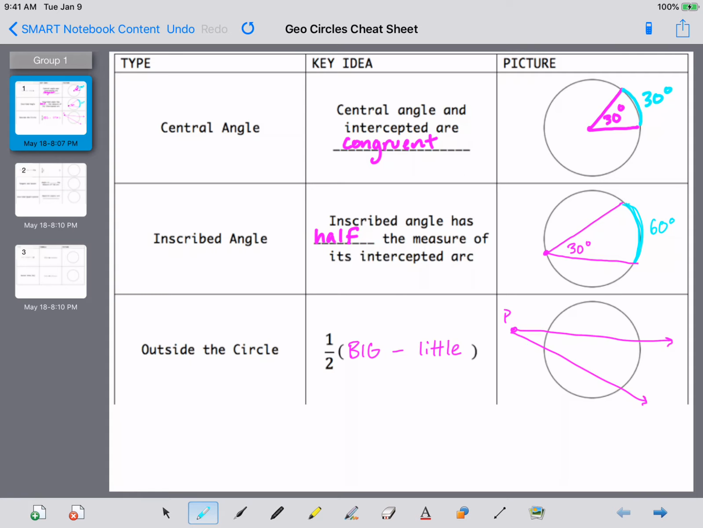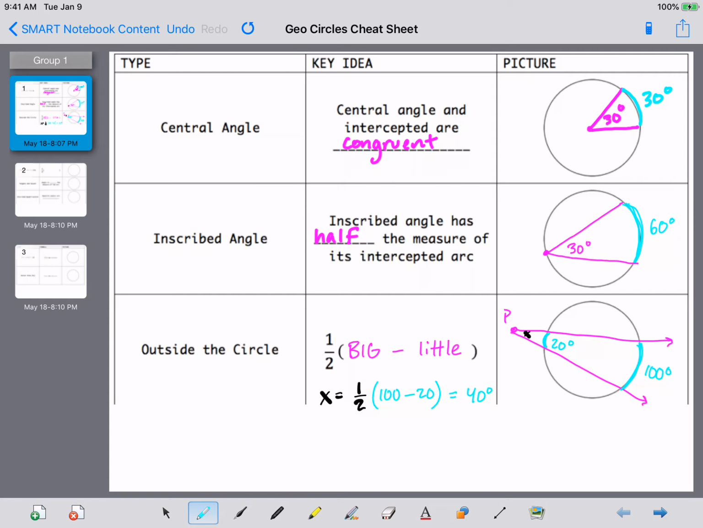So in this example, let's just throw some numbers out there. Let's suppose that the measure of this arc here is 100 degrees. And then let's say this little arc that it goes through is 20 degrees. So in order to find the measure of angle P, let's say this is x degrees right here, x is going to equal half of that 100 degrees minus the 20 degrees, so that would be half of 80, and we would get 40 degrees. All right, so there's just a little example for you.